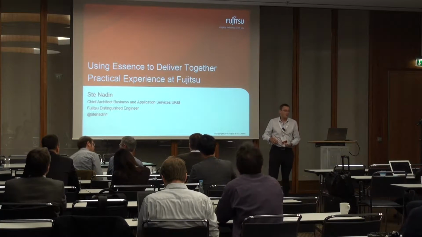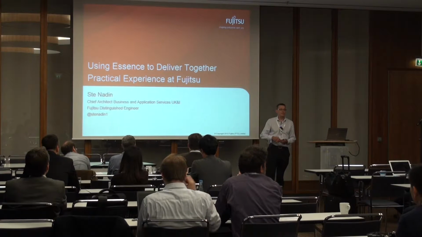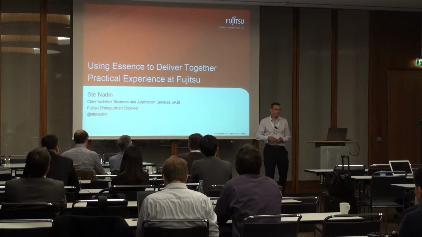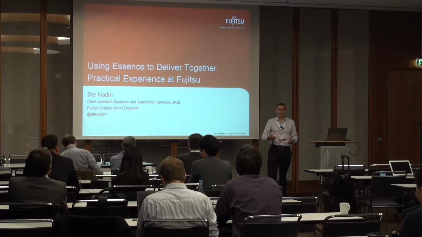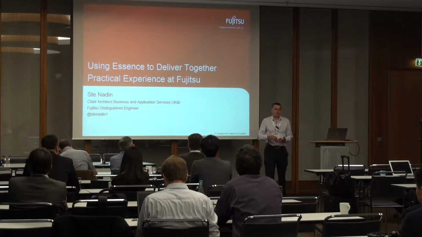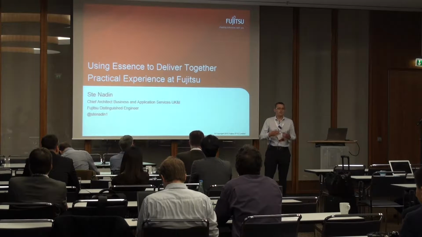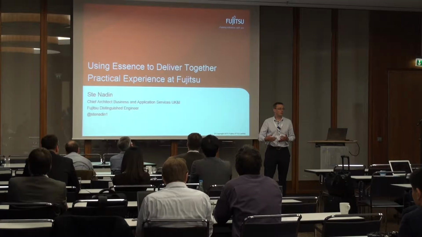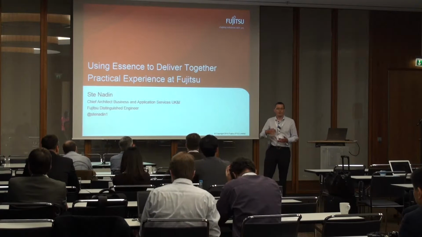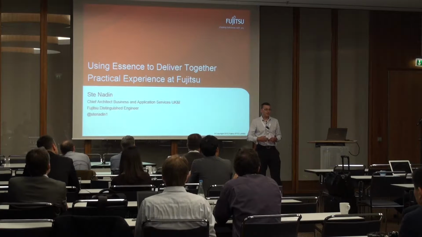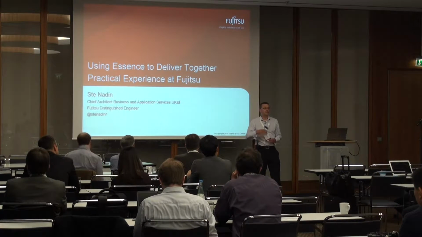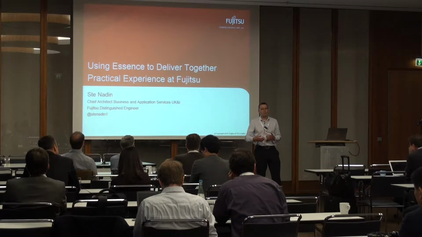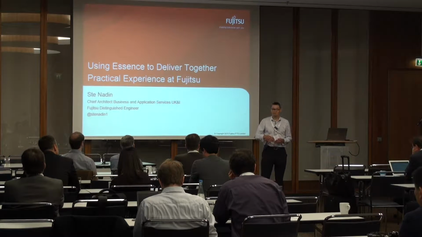I work for Fujitsu. I'm the Chief Architect for our Business and Application Services division in the UK. I'm also one of our Distinguished Engineers. And as part of my job, I work on understanding and making sure we have efficient methods and processes to be able to deliver the pieces of work that we actually need to do. I also do a lot of assurance in the business to make sure the projects that we are delivering for our customers are correct and consistent, and we get a win-win situation both for the customer and Fujitsu as well.